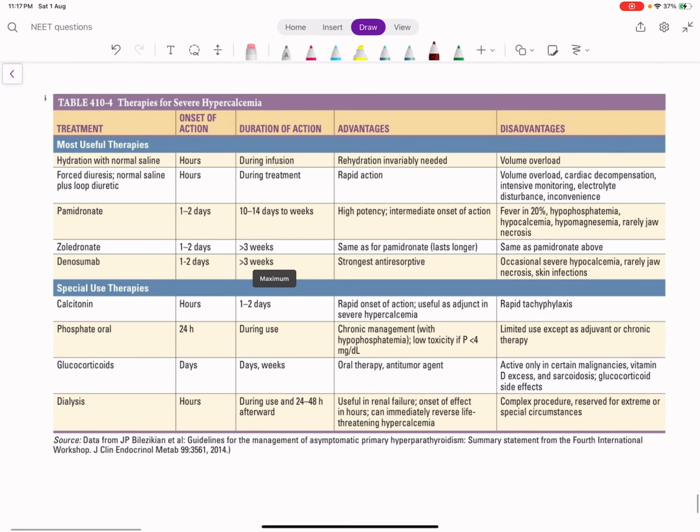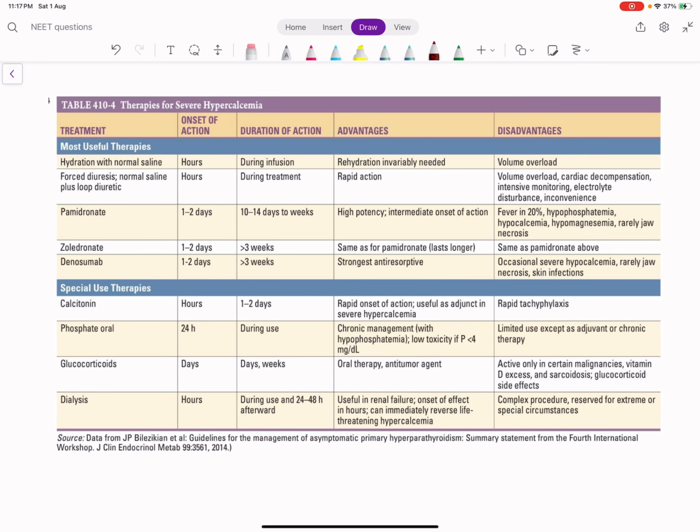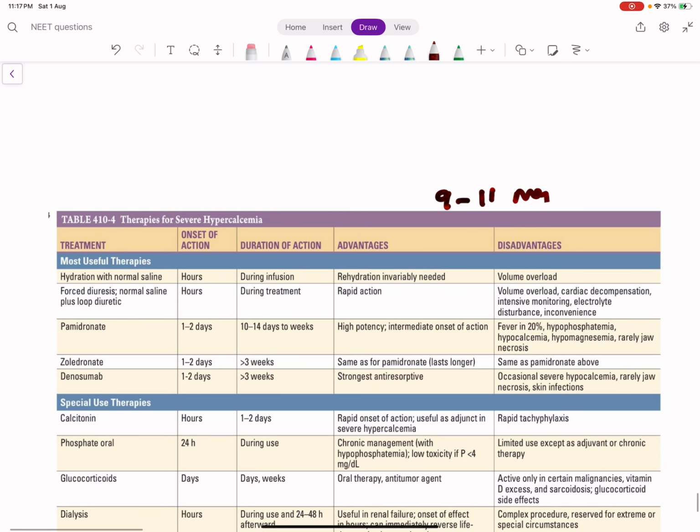So how will you treat hypercalcemia? Hypercalcemia is an emergency. So the normal calcium level is 9 to 11 milligrams per deciliter. When the levels cross more than 13 milligrams per deciliter, it's a life-threatening emergency. Usually it causes the moans, groans disease. So it causes irritability, constipation, it causes dehydration.